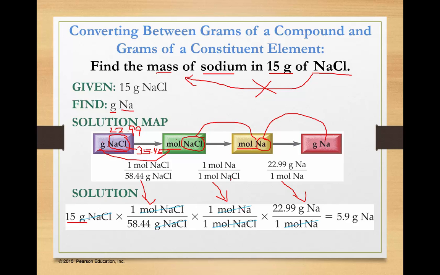I have a new species, and I want to know the mass of that species, 22.99 for every 1 mole. So when I do the math, 15 divided by 58.44 times 22.99. The rest are all ones. I find that I have 5.9 grams of sodium in 15 grams of sodium chloride.